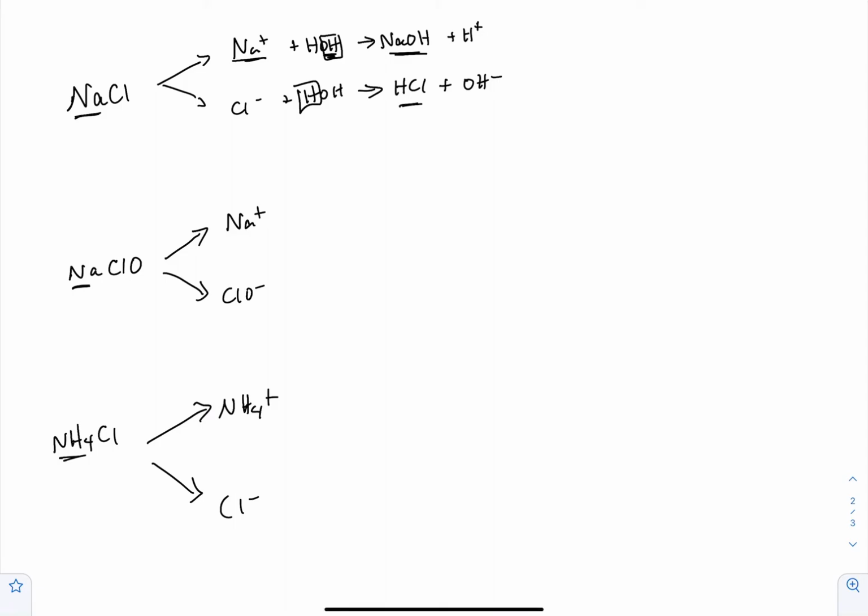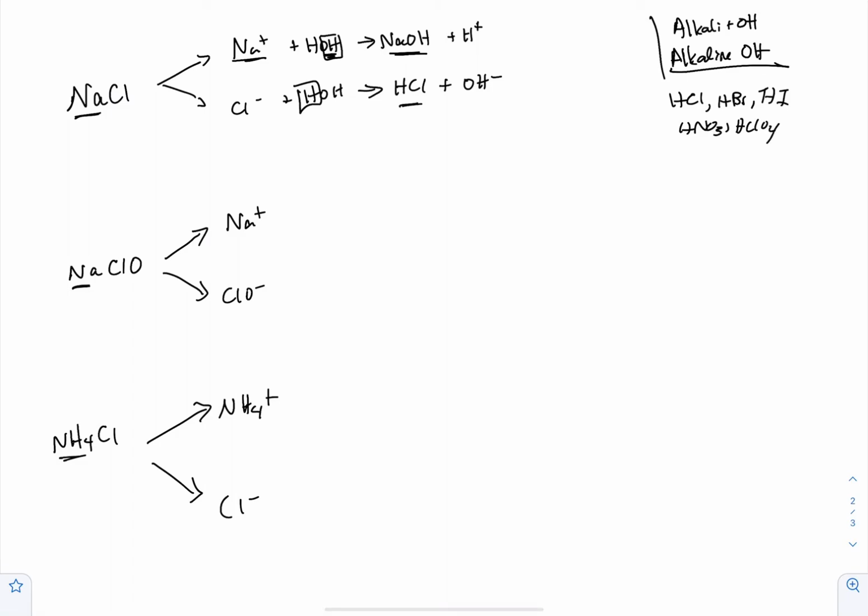What are the strong bases? Well, the alkali metals plus OH, that's going to be a strong base, and the lower half of the alkaline metals plus the OH. Those are your strong bases, and your strong acids are, and you probably want to have this written down somewhere, HCl, HBr, HI, HNO3, HClO4, not the same thing as HClO, and H2SO4.